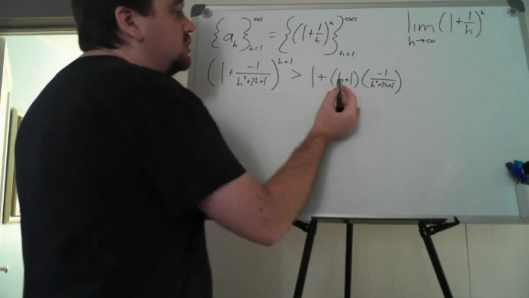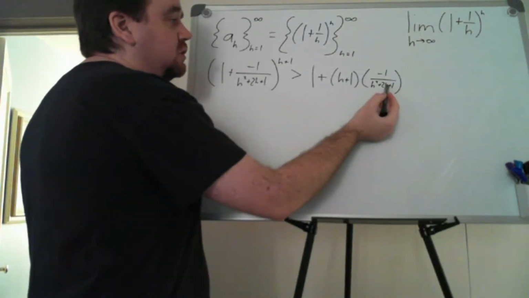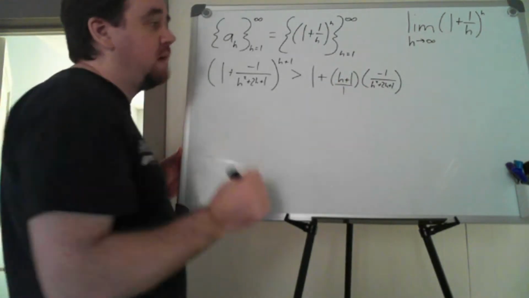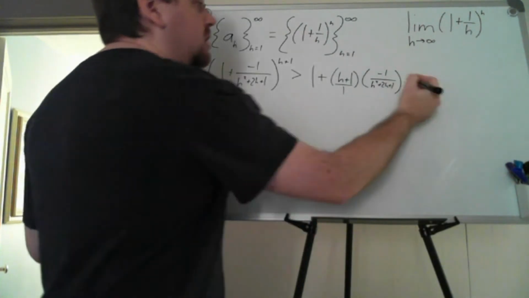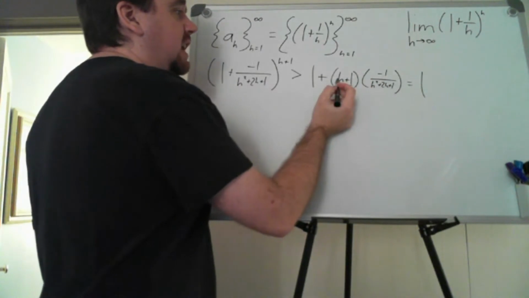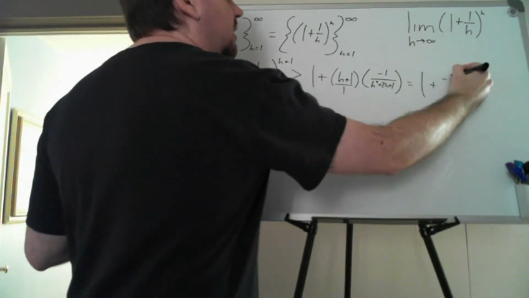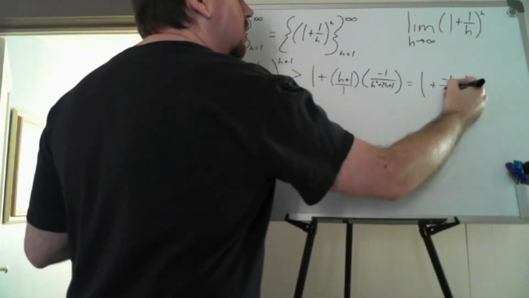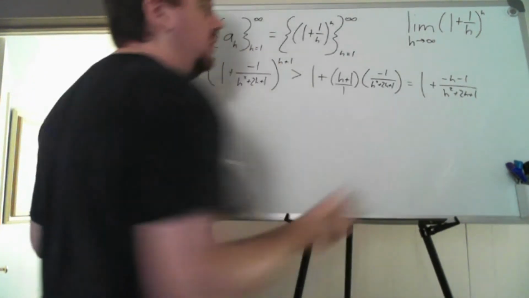Okay, so this is multiplying by this, which means it's really a fraction. You can think of this as a fraction over 1. And when I multiply my fractions again, I multiply straight across the top, straight across the bottom. So this really gets me, now this is negative, so I have to carry that negative through here. This is going to be 1 plus negative h minus 1 over h squared plus 2h plus 1.